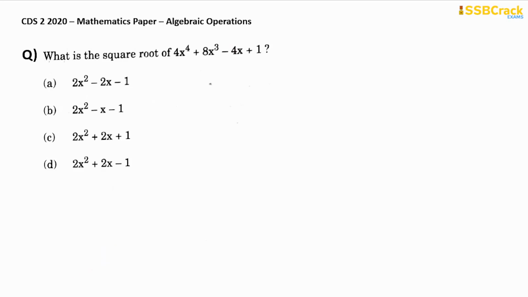Coming to the next question, which is: what is the square root of 4x to the power 4 plus 8x cube minus 4x plus 1? And these are the given options. Okay. So here we can see that the highest power of this polynomial is 4, and we have to find the square root of this polynomial.